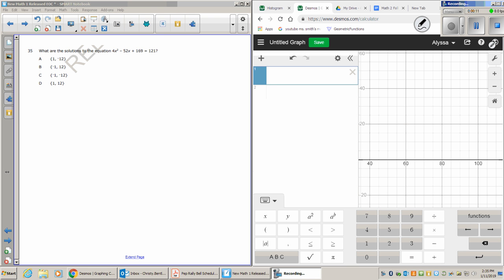So if you can turn to number 35, we are asked what are the solutions to the equation 4x squared minus 52x plus 169 equals 121. Again, always look at the equation. Look to see what your highest degree is. The highest degree in this equation is 2. We have an x squared, so we know we have a quadratic equation.